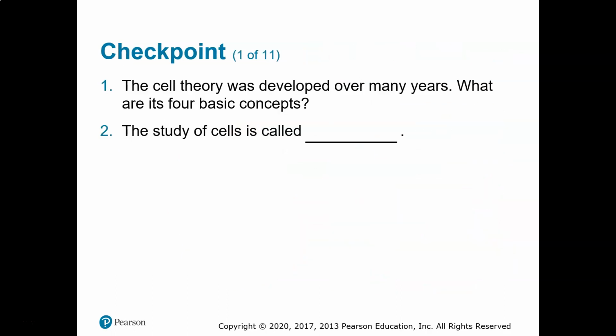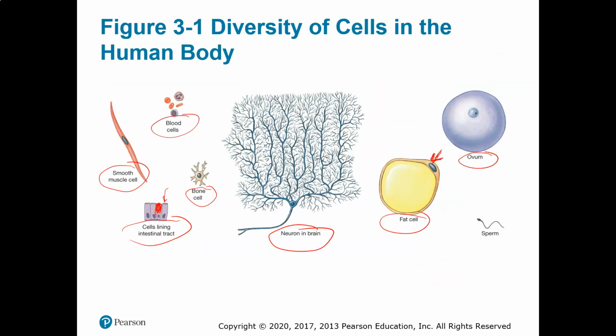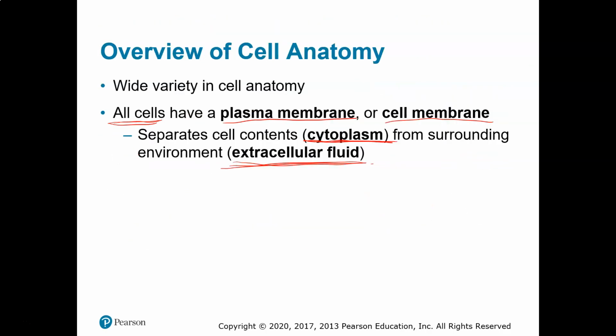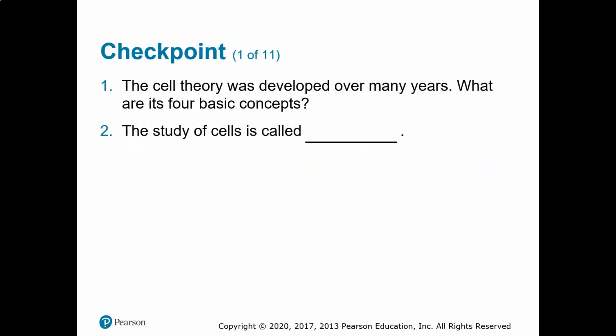The cell theory was developed over many years. What are its 4 basic concepts? Okay, well, we can just go right back to the first page. Cells are the building blocks of all plants and animals. They're the smallest units of life. That they are produced when pre-existing cells divide, and each cell maintains homeostasis. The study of cells is called cytology.